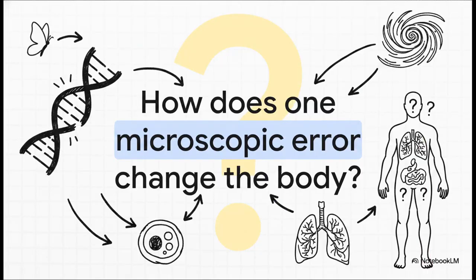Think about this for a second. How exactly does one missing microscopic building block change the entire human body? It's a classic example of the biological butterfly effect. You know the idea that a butterfly flapping its wings can cause a hurricane across the globe? Well, in human genetics, a single microscopic error in our DNA can cascade into these massive systemic and life-altering impacts. Over the next few minutes, we're going to unpack exactly how that happens.